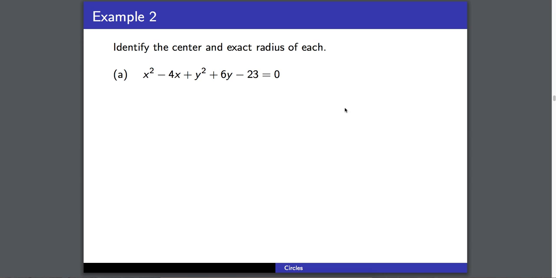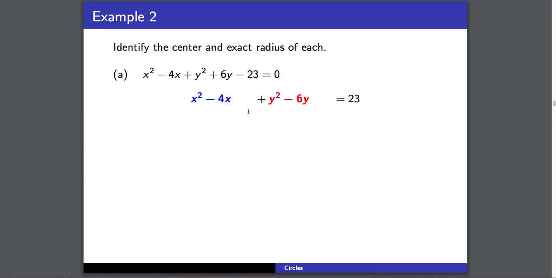So here we have all of our terms on the left and a 0 on the right. We have x squared minus 4x plus y squared plus 6y minus 23 equals 0. Our first step was to bring the 23 over to the right-hand side. And we get x squared minus 4x, which I coded in blue, and then plus y squared minus 6y, which I coded in red.